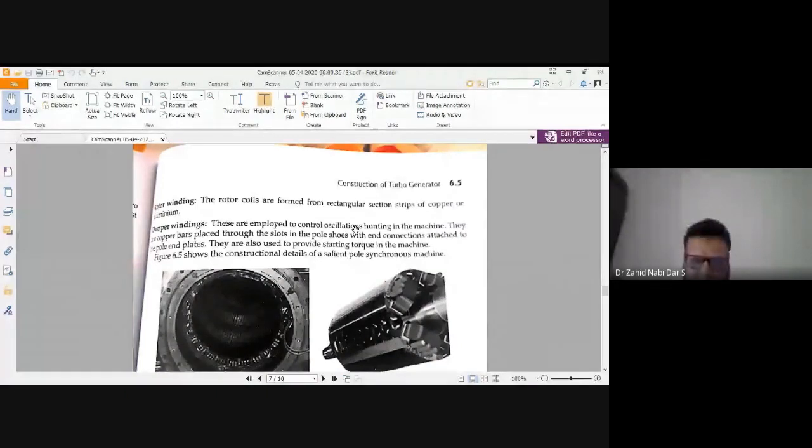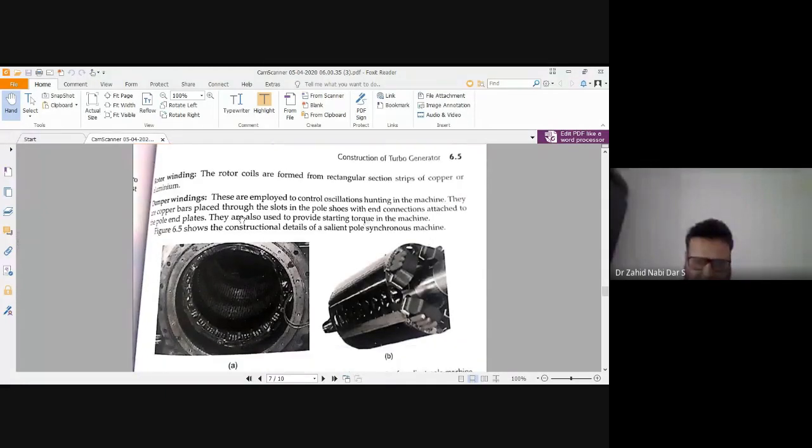These are employed to control oscillations, hunting in the machine. What is hunting? I'll be explaining that. They are copper bars placed through the slots in the pole shoes with end connections attached to the pole end plates. They are also used to provide starting torque in the machine.